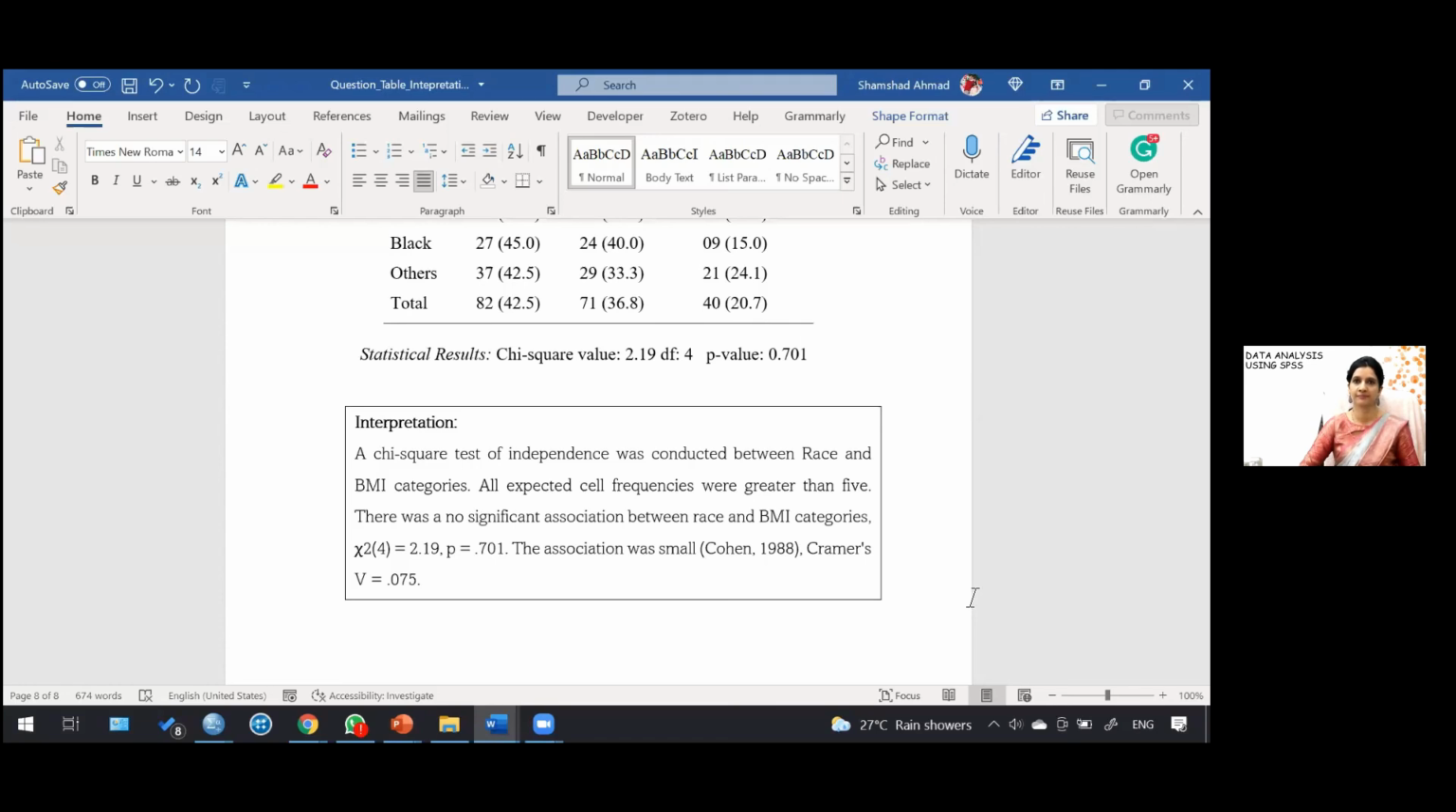This is, I think, a reference, Cohen's. Yes, actually Cohen defined this value of phi and Kramer's V. So you may remove this also, Cohen 1988. So that's, I mean, for you. Kramer's V value is 0.75. Yes, thank you, Dr. Pramod.